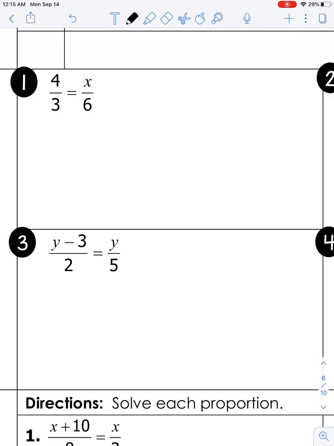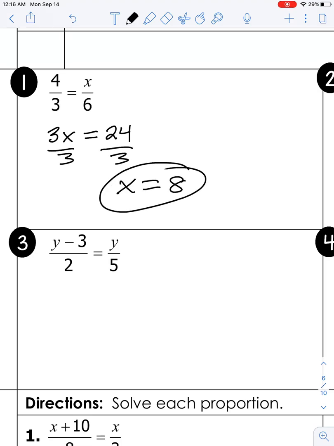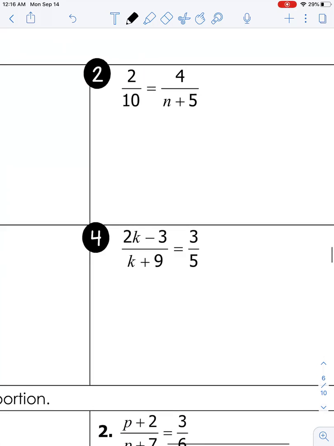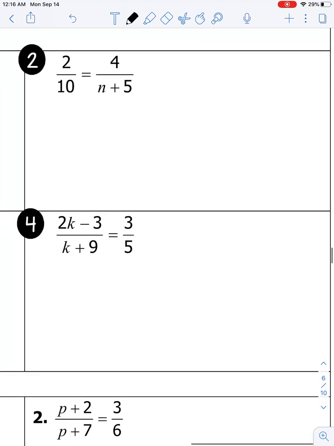So I'm going to go 3 times x first, and I'm going to put it right here. And then I'm going to go 4 times 6, and I'm going to put it right here. Now, I could have done it the other way around. I could have said 4 times 6, which is 24, and 3 times x, which is 3x. It doesn't really matter which way you do it, okay? It's going to come out to be the same answer. So, finishing the problem, divide by 3, x equals 8. And that's my answer.